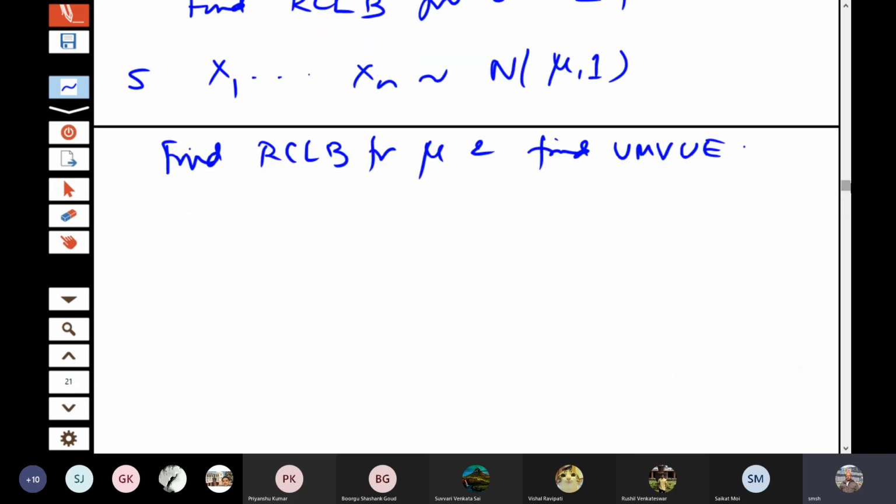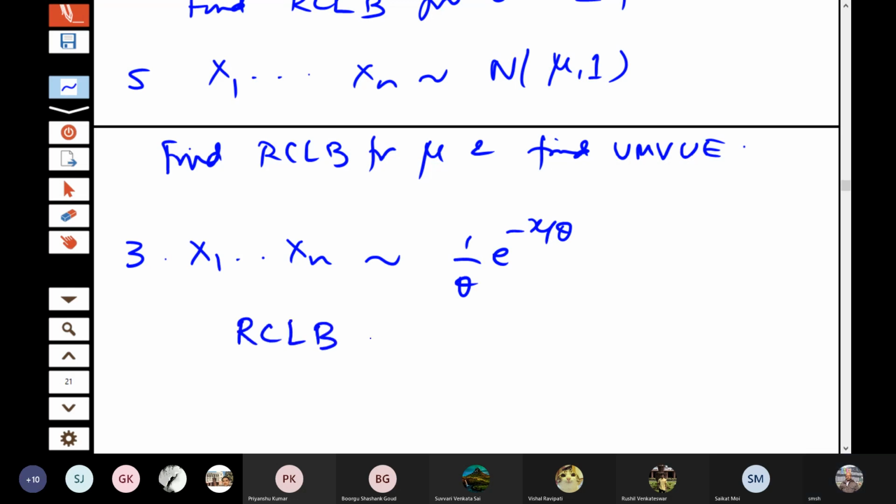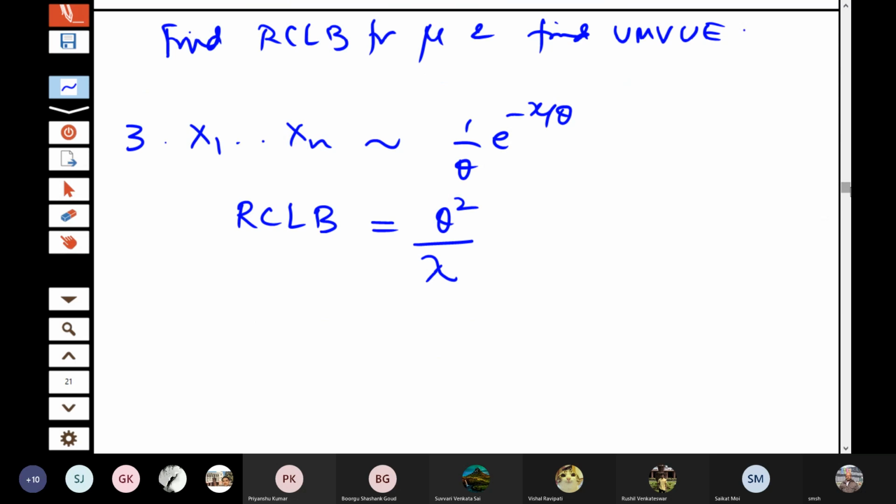For the exponential distribution, x1, x2, ..., xn following 1 by theta e to the power minus x by theta, the RCLB for theta turns out to be theta square by n. So what is the UMVUE then? If the RCLB is obtained, then which estimator will achieve that?